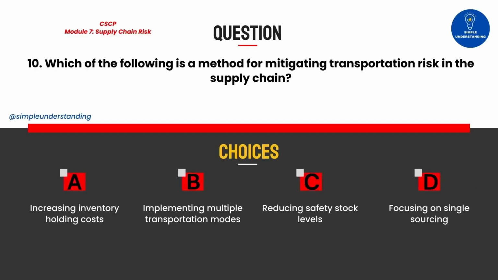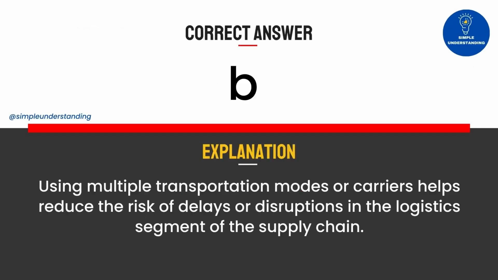10. Which of the following is a method for mitigating transportation risk in the supply chain? A. Increasing inventory holding costs. B. Implementing multiple transportation modes. C. Reducing safety stock levels. D. Focusing on single sourcing. Correct answer B. Explanation. Using multiple transportation modes or carriers helps reduce the risk of delays or disruptions in the logistics segment of the supply chain.